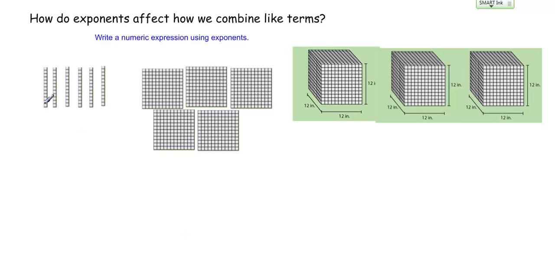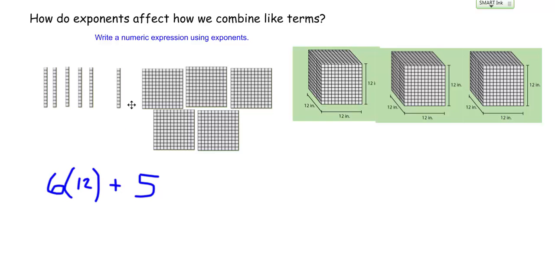This represents 12. If you were to count each individual square, you'd get 12 there. If you count how many of these rods, we'll call them, that we have, 6 of them: 1, 2, 3, 4, 5, 6. So that would be, as a numeric expression, 6 times 12. We're adding to that, we have 5 of these.